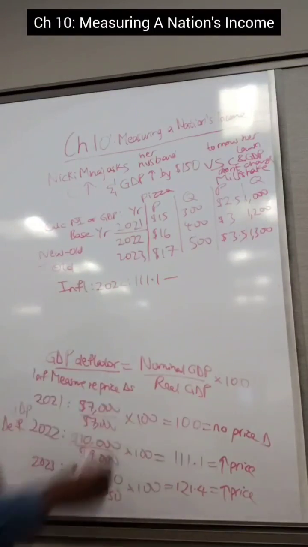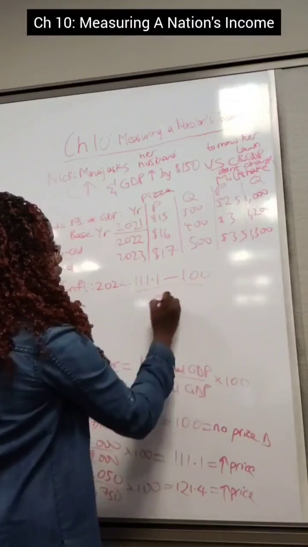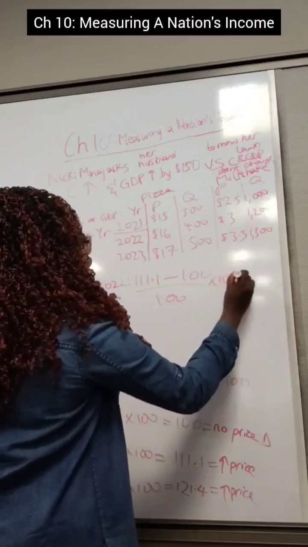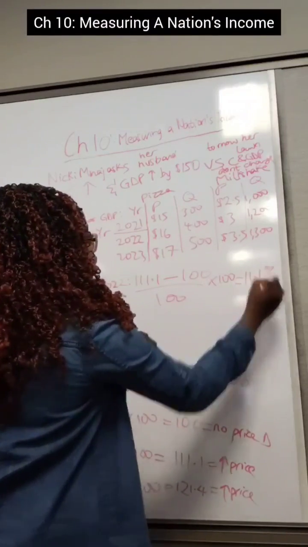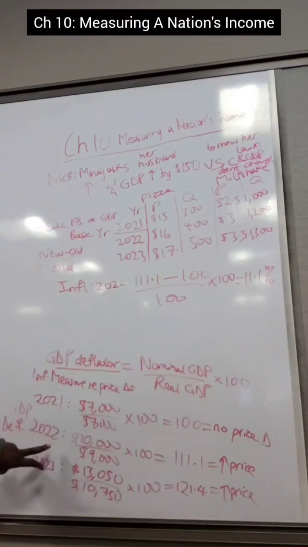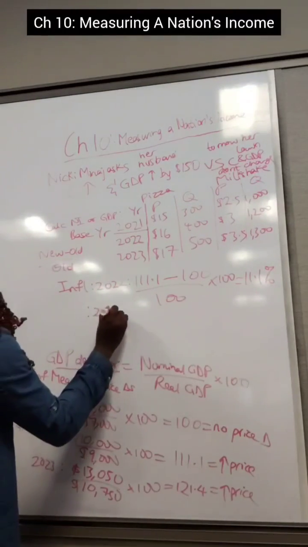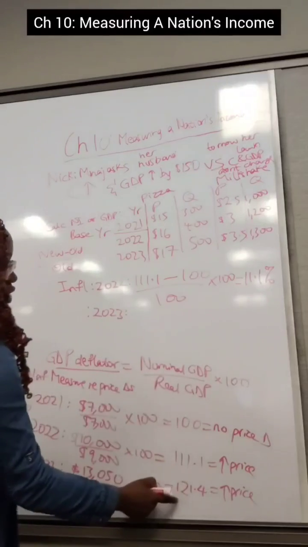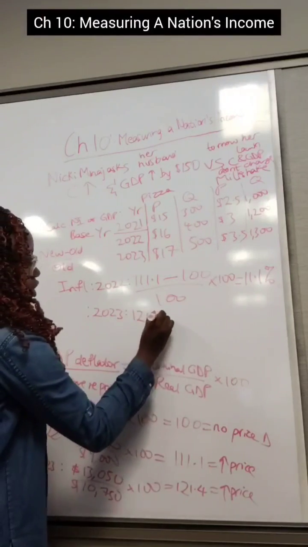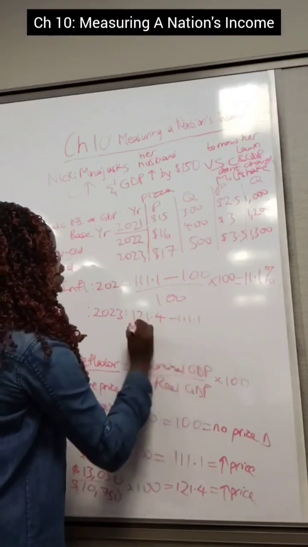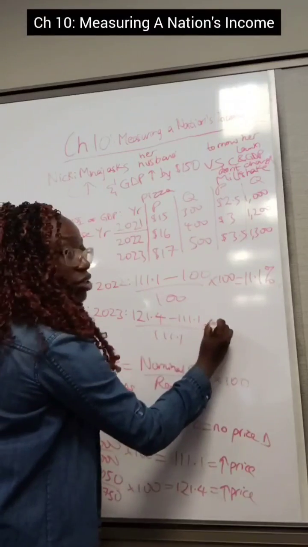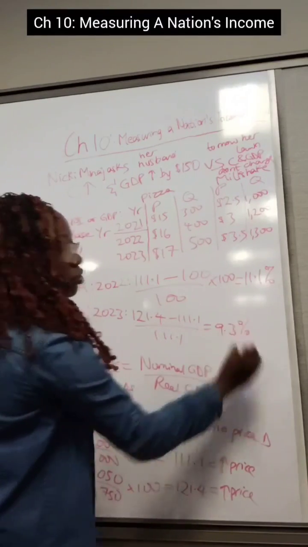Your old is the GDP deflator for 2021, so minus 100 divided by your old, which is 100, times 100, and that is going to give you 11.1%. So therefore, between 2021 and 2022, there was an inflation of 11.1%. How about for 2023? You're going to take the new GDP deflator for 2023, 121.4 minus 111.1 divided by 111.1, and that is going to give you an inflation of 9.3%.